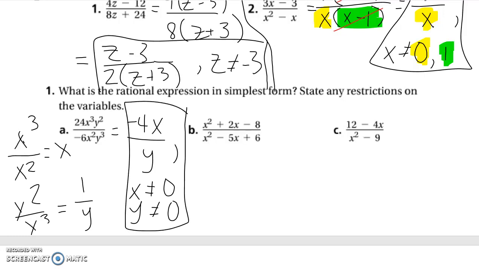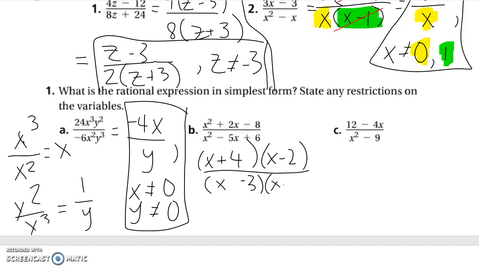For the next problem, we factor. So the numerator factors as x plus 4 times x minus 2. The denominator factors as x minus 3 times x minus 2. The x minus 2 cancels in both numerator and denominator, so we are left with x plus 4 divided by x minus 3, with restrictions on the domain being 3 and 2.